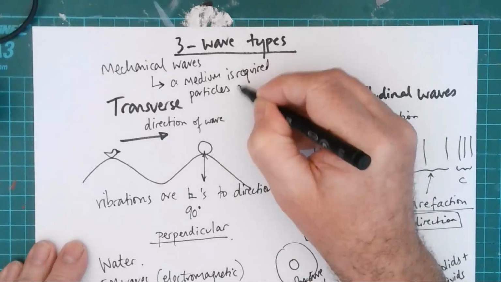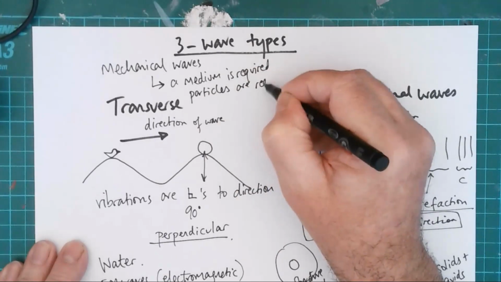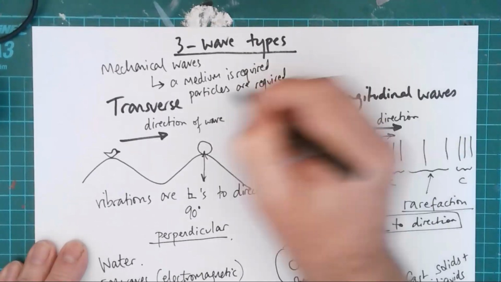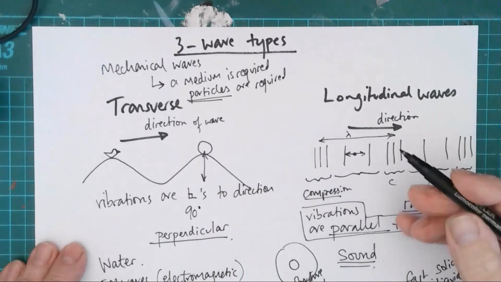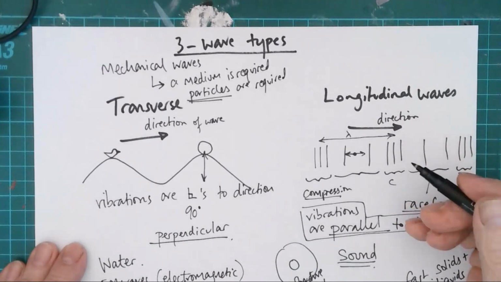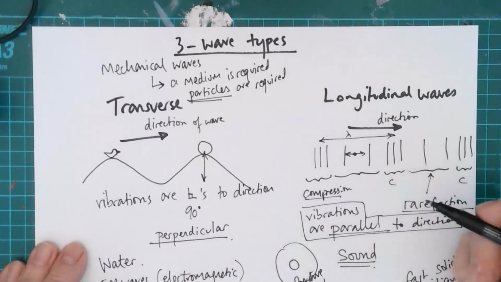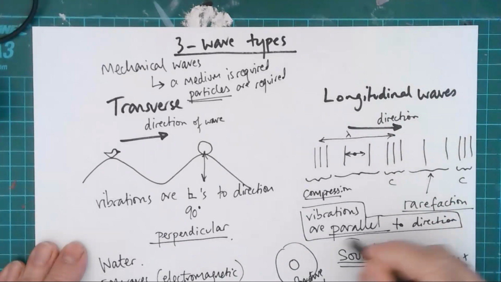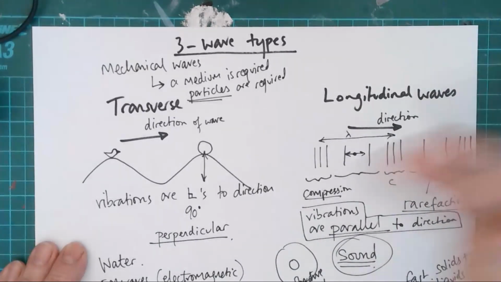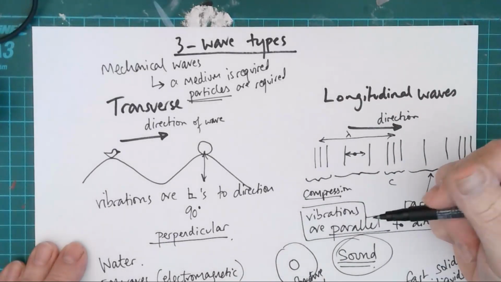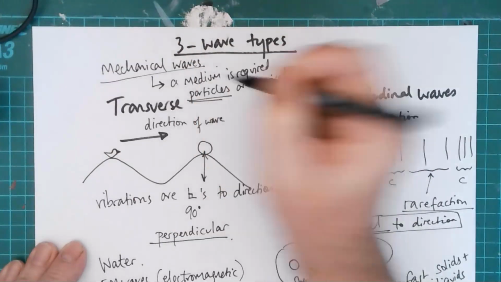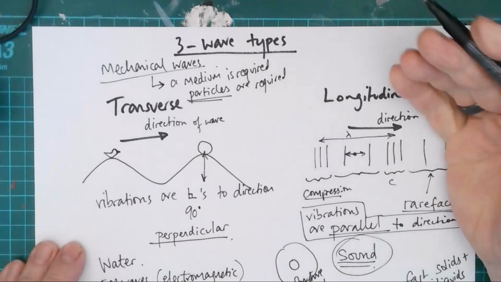Particles are required. So water waves require water particles. Sound needs particles of air. Otherwise you won't hear sound. Sound does not work in a vacuum. No one can hear you scream in space. All right, sound is basically transferring energy from one air particle to another. It's a mechanical wave. It's using particles. Well, how can we have waves without particles? It doesn't make any sense.